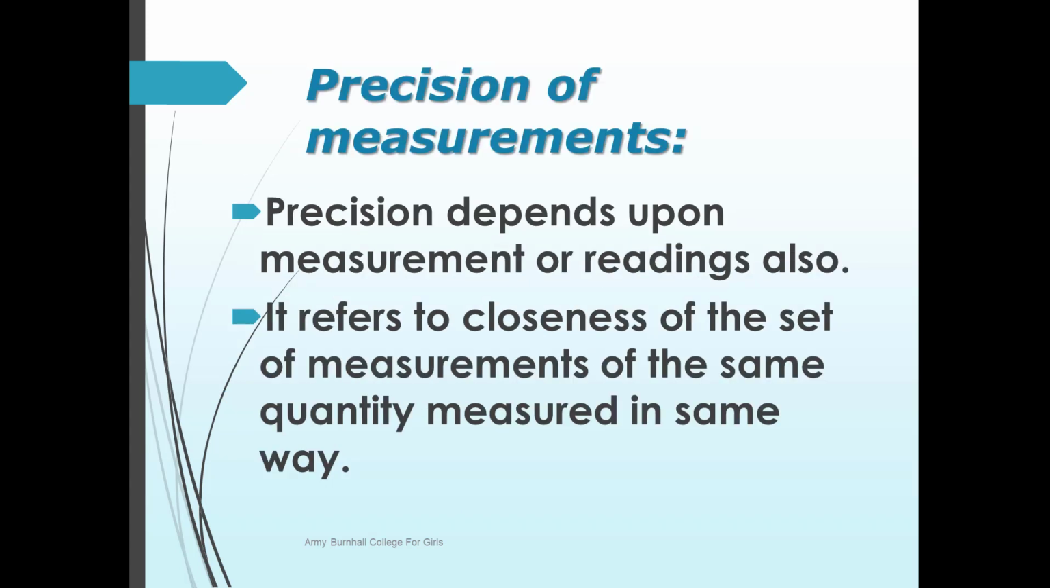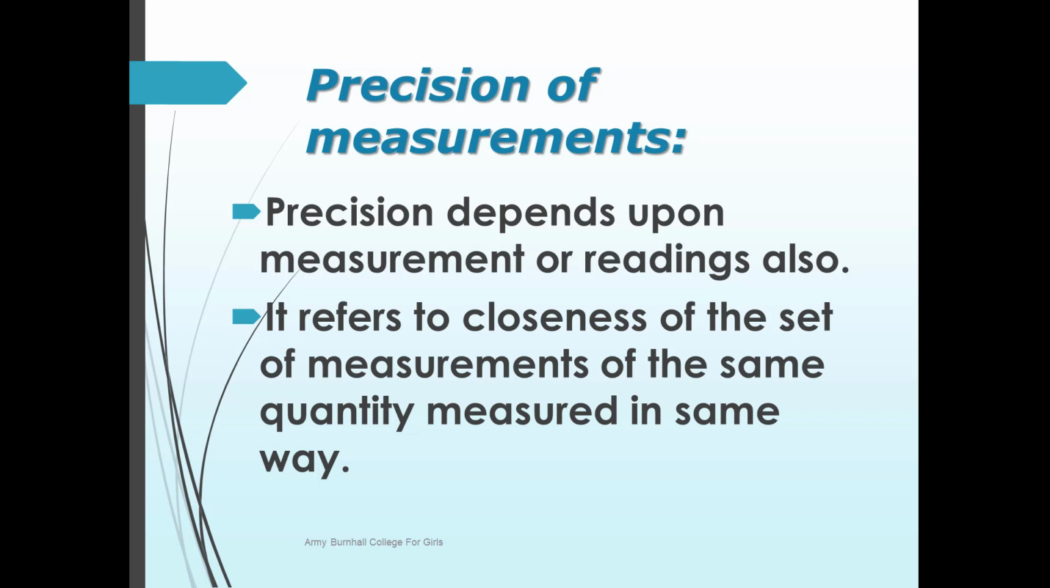Okay, so second, precision is dependent on measurements as well. Precision depends upon measurement or readings also. Okay, first one was precision of instrument, that was simply least count, but precision depends upon measurements as well. So it refers to closeness of the set of measurements of the same quantity measured in same way.